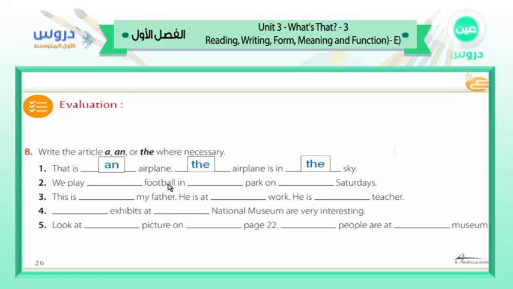Number two. We play football. Here we have a sport, a game, so we don't use "the." We play football, without any article. In park. Okay, I know this park, so I use "the." Excellent. In the park. On Saturdays, here we have days of the week. I don't use any article. Yes, very nice. We play football in the park on Saturdays. Number three, this is my father. Here we have a possessive adjective, so I don't use any article. This is my father. He is at work. Here we have work, business and work, so I don't use any article. He's at work. He is teacher. Okay, I use an article, and this is the first time I mention this, so I use an indefinite article. Okay, he's a teacher.